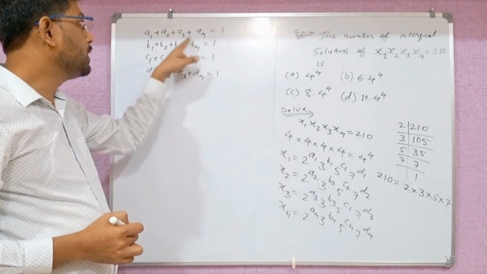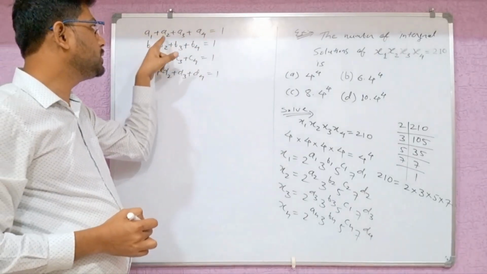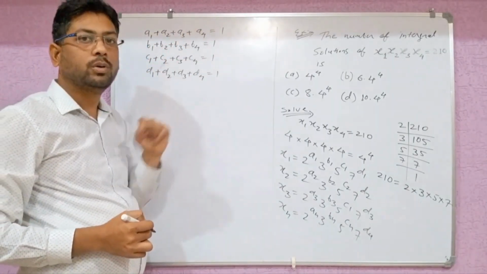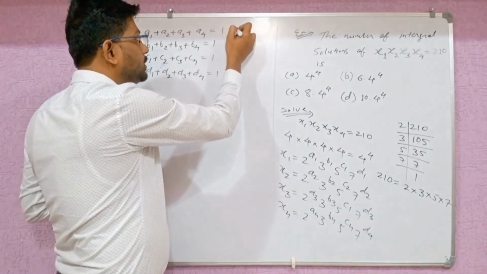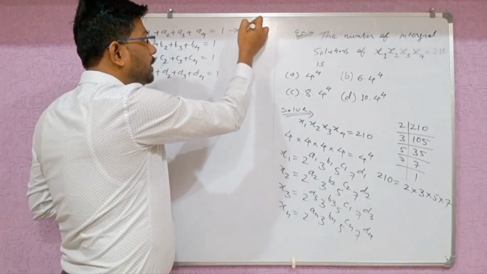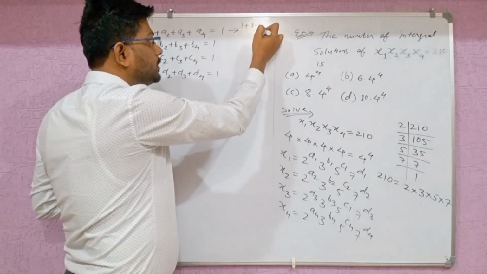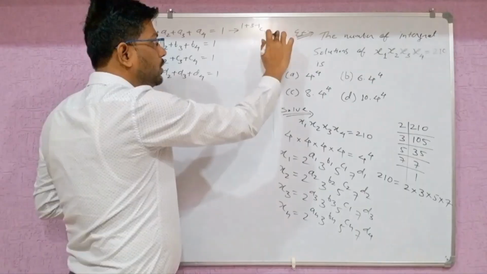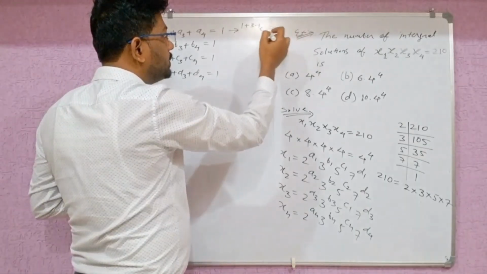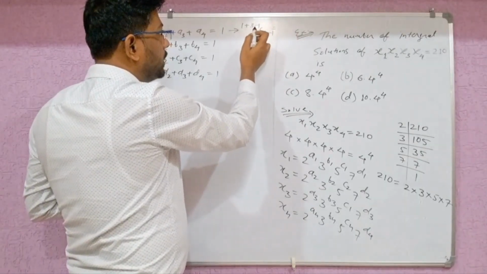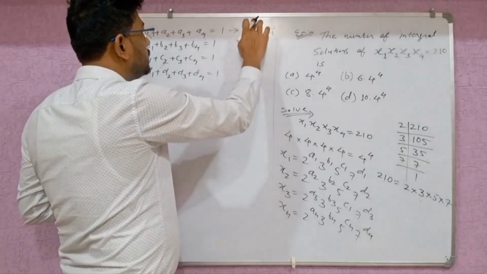Okay, now the solution of this equation a1 plus a2 plus a3 plus a4 is equal to 1 can be written as 1 plus 3 minus 1 C 3 minus 1. Okay, or if I simplify this, this will be 3 minus 1, not 3, this will be 4.